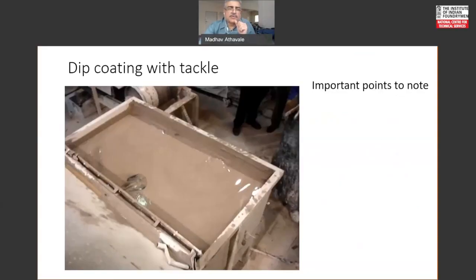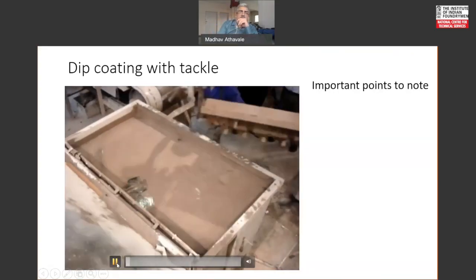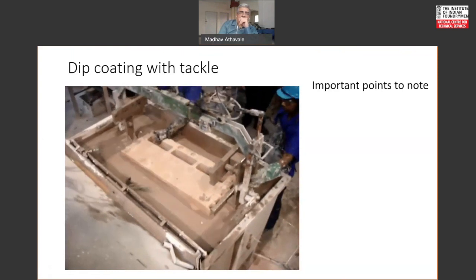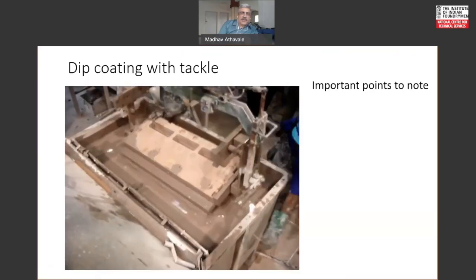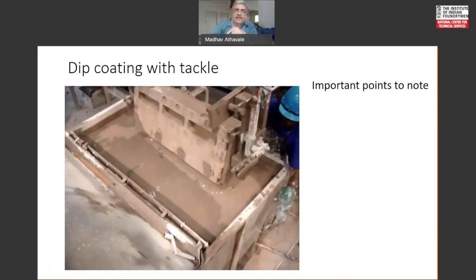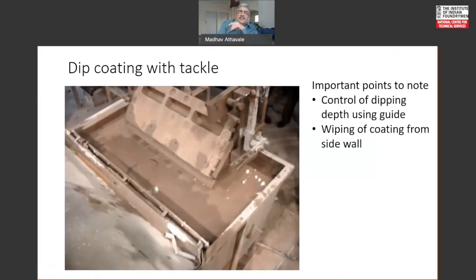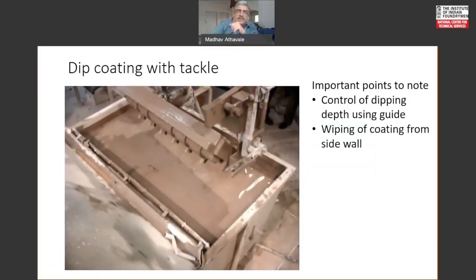Now, what we are about to see is a little more level of automation. And here is a video of what to me looks like a base core for cylinder head. You can see a tackle being used. There is a simple arrangement to ensure that the core gets dipped up to a particular level. Then excess coating which is coming onto the face has been wiped off.